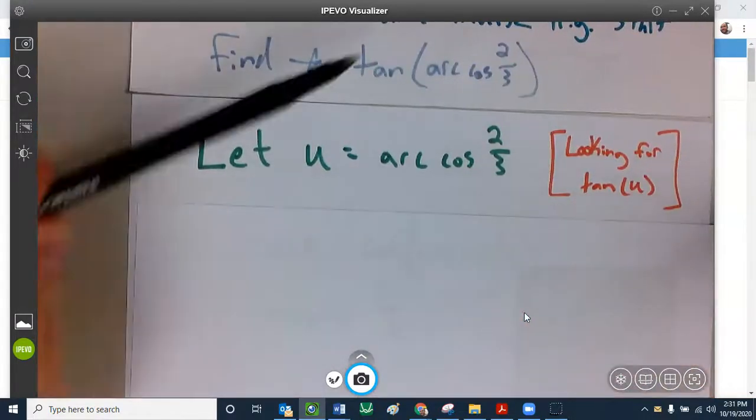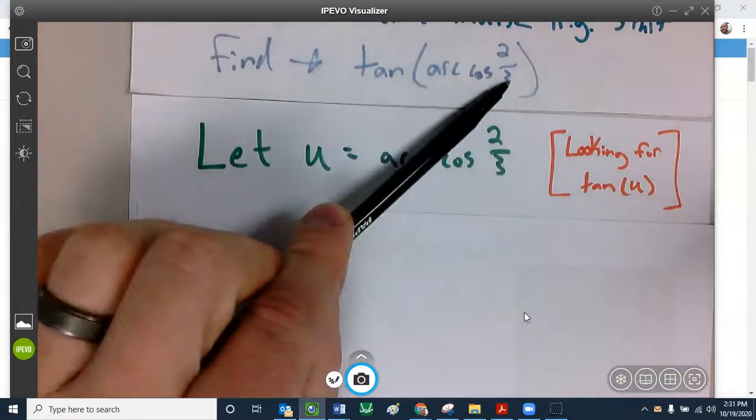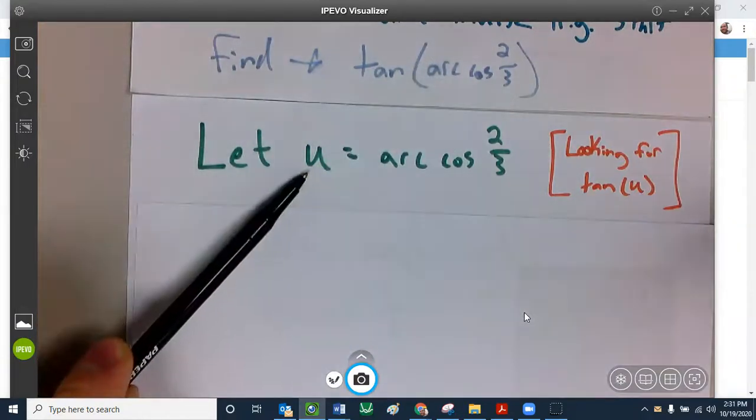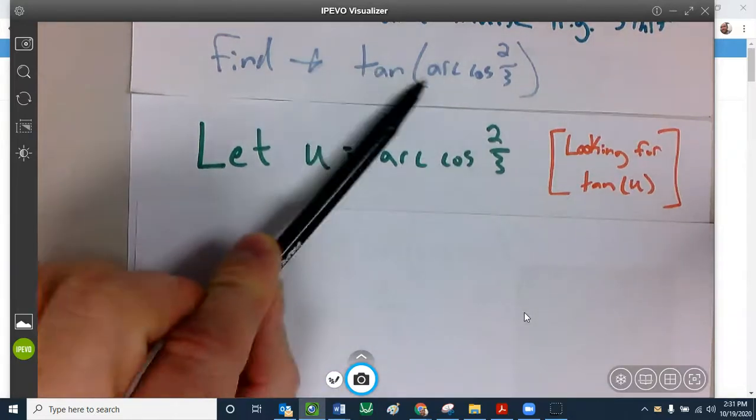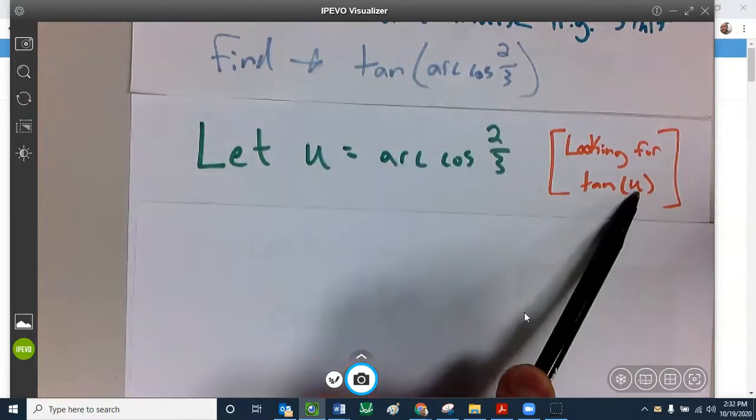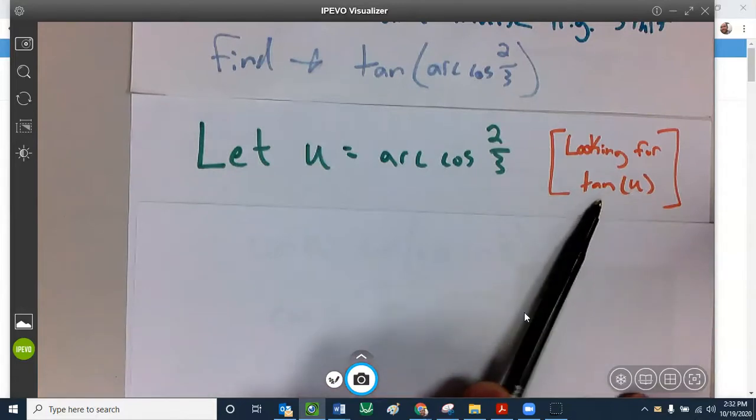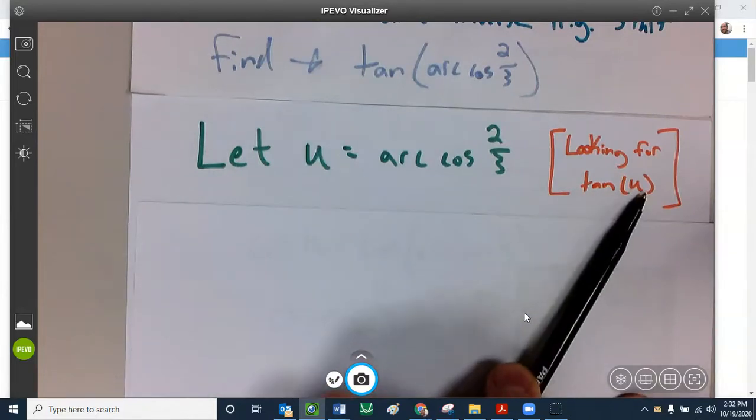So now before, where I was looking for the tangent of this mess, if I do this u substitution, I'm going to let u equal arc cosine 2/3. I'm not trying to find the tangent of this mess. I'm just trying to find the tangent of u. And that looks a lot neater. Tangent of u, I can handle that.